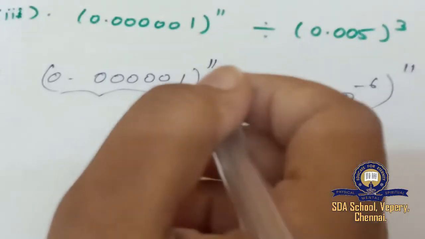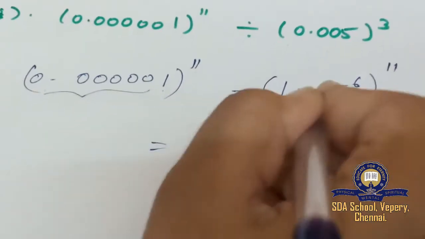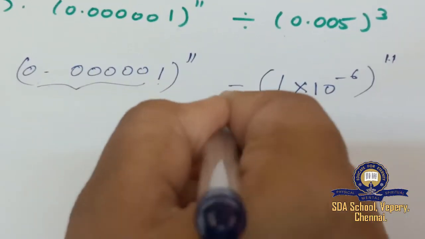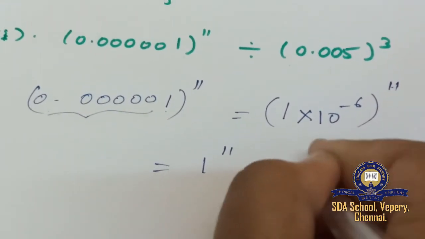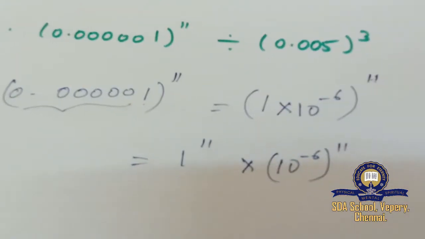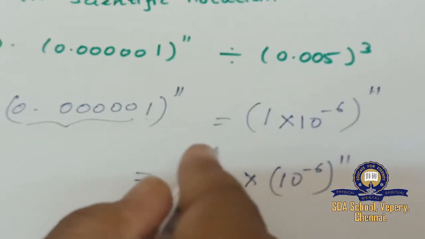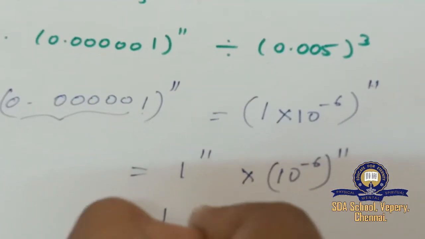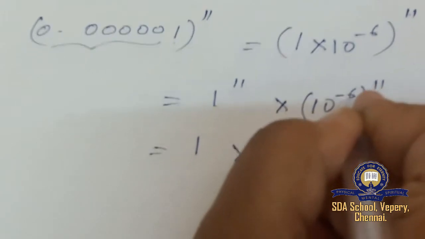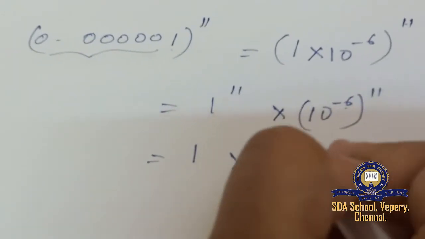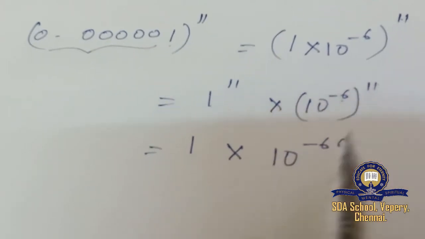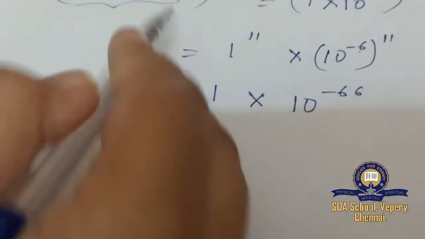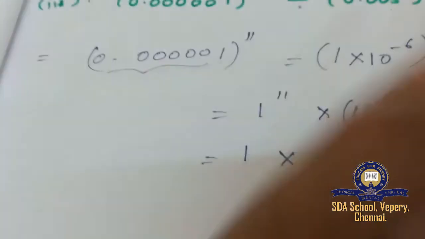Yes, students. Then I can split this up as 1 power 11 into 10 power minus 6 the whole power 11. Am I right or wrong? Then 1 power any number is 1 only, into 10 power minus 6 into 11 will give me minus 66. We are making use of the power rule. Okay, I'll get this for this number. Done. Now get back over here.